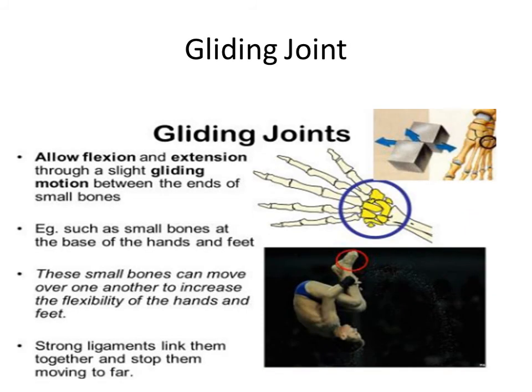Gliding joints. Gliding joints allow flexion and extension through a slight gliding motion between the ends of small bones. Example, such as small bones at the base of the hands and feet. These small bones can move over one another to increase the flexibility of the hands and feet. Strong ligaments link them together and stop them moving too far.